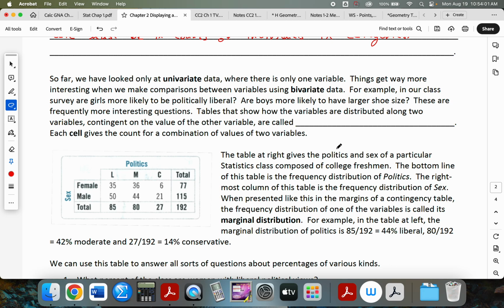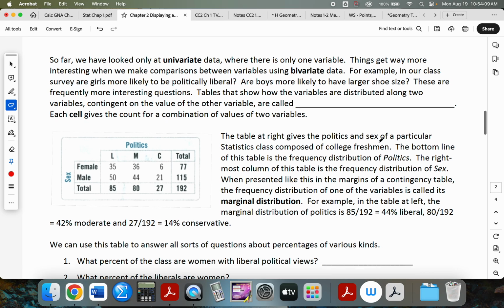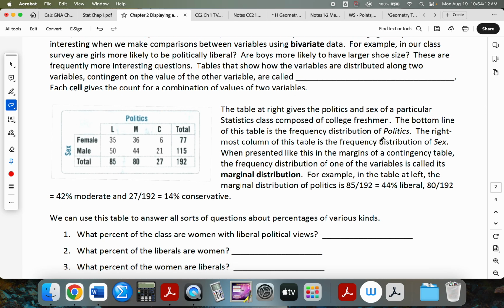All right. So, are boys more likely to have larger shoe sizes? These are frequently more interesting questions. So, questions that show how the variables are distributed along two variables contingent on the value of the other variable are called, key word here is contingent, contingency tables.